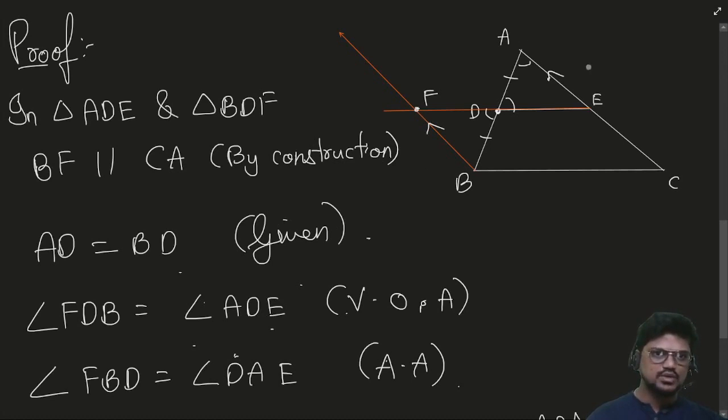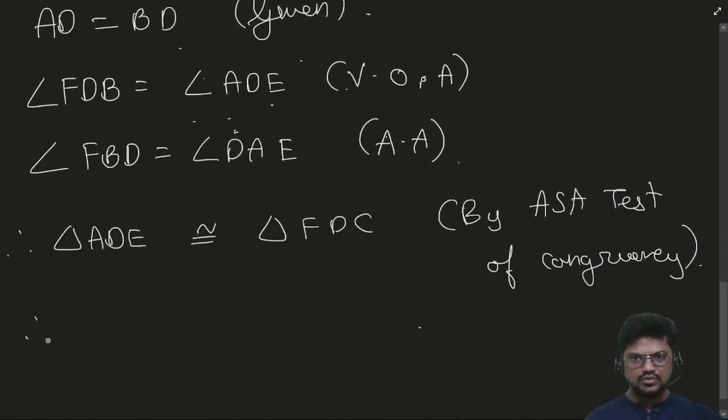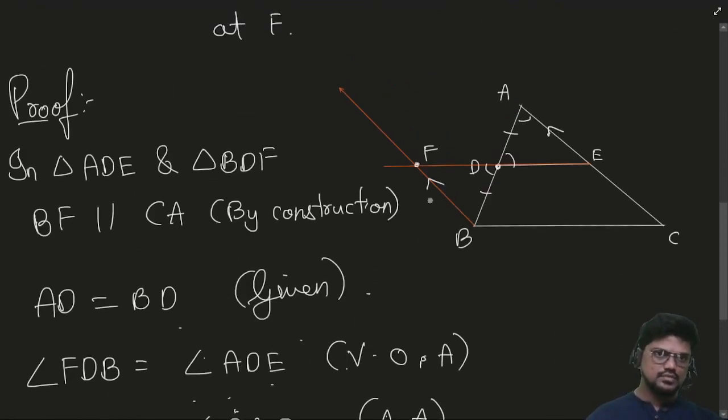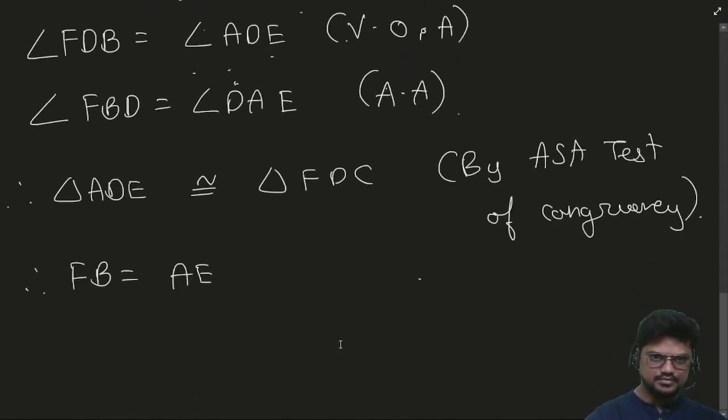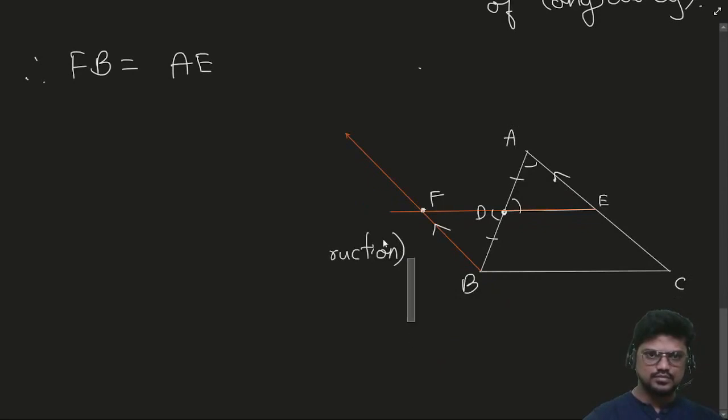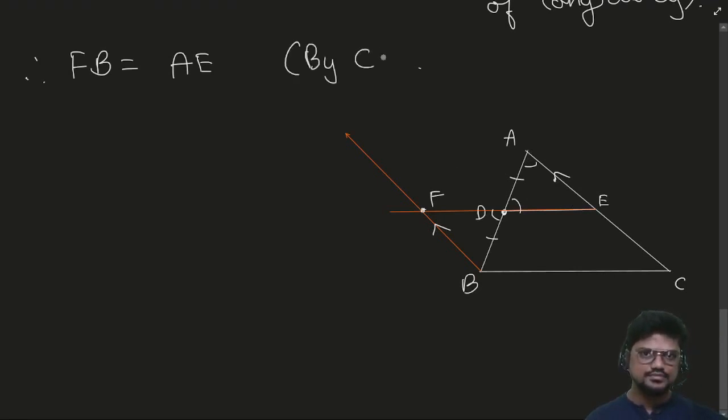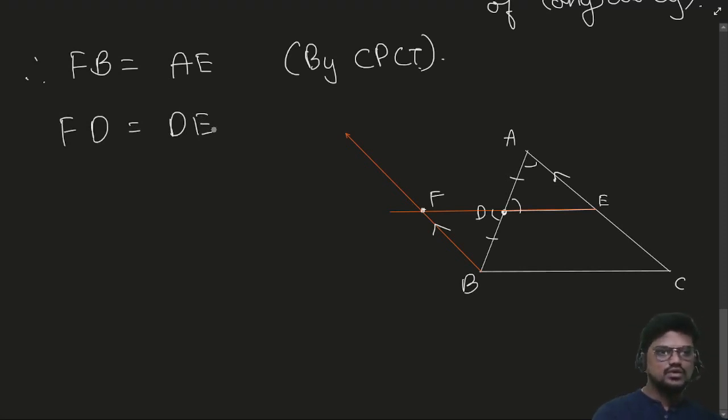Now once the two triangles are congruent, can I say that FD is equal to DE? Also I can say FB is equal to AE. We'll take the diagram over here again. So FB is equal to AE by CPCT. Also FD is equal to DE. This is also by CPCT. Fine, this is what I got, right?